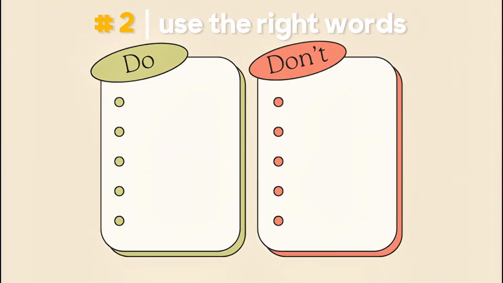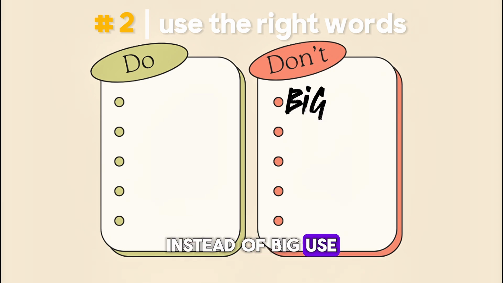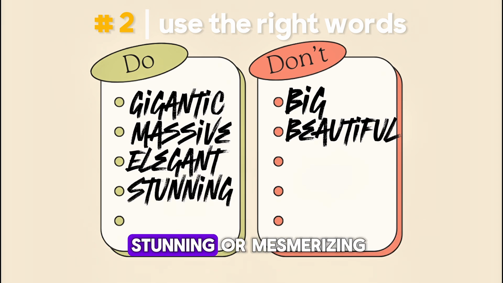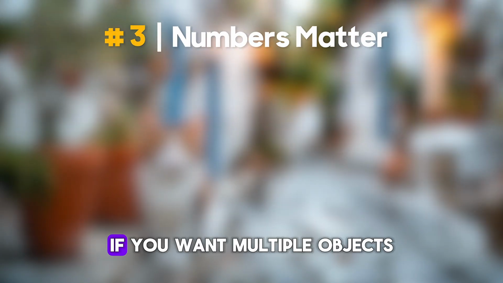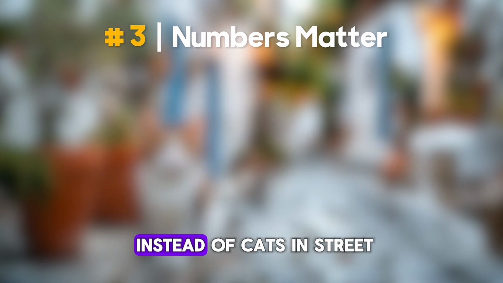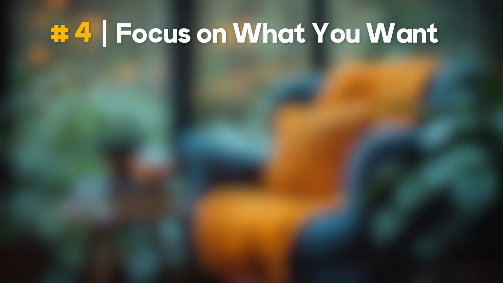2. Use the right words. Be descriptive and specific. Instead of big, use gigantic or massive. Instead of beautiful, use elegant, stunning, or mesmerizing. 3. Numbers matter. If you want multiple objects, specify 3 walking cats instead of cats in street. 4. Focus on what you want.